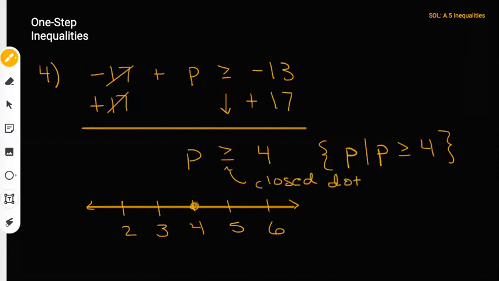So I'm going to put that closed dot on 4. And then which way do I shade, to the left or to the right? Since it's greater than, I need to shade to the right so I can get bigger numbers like 5 and 6.